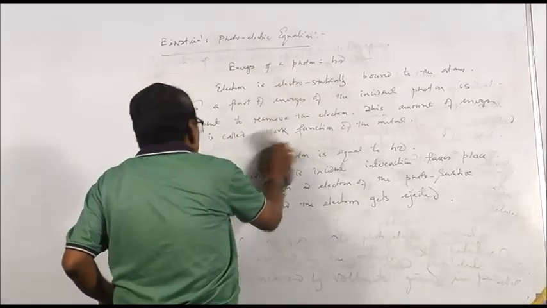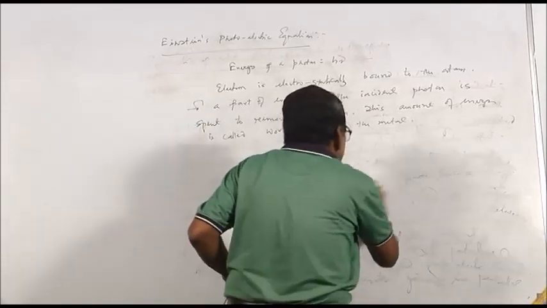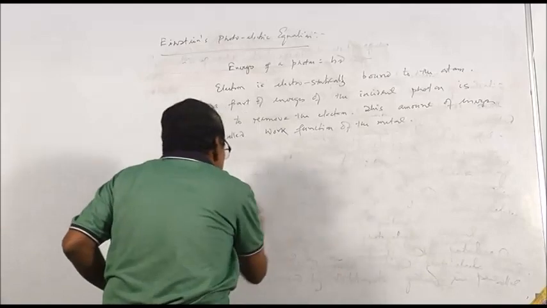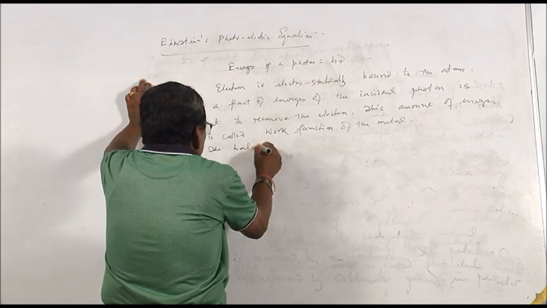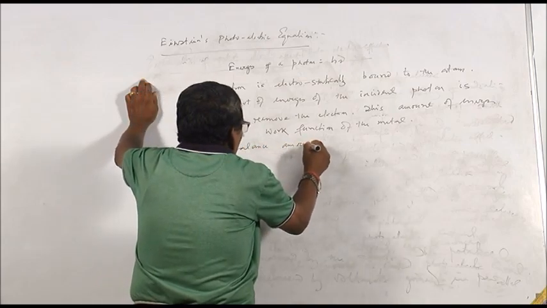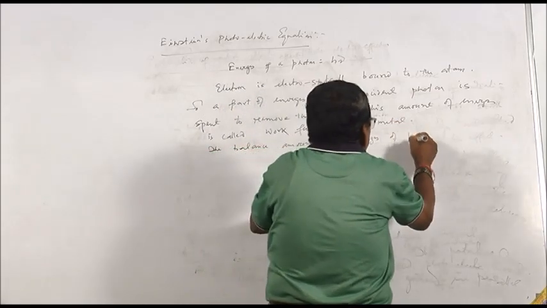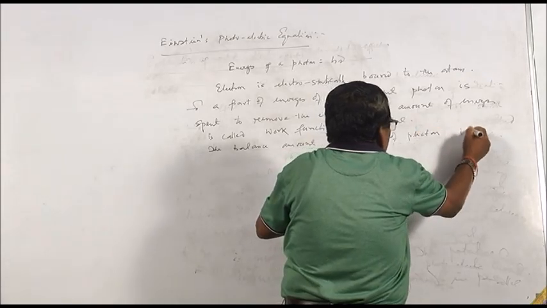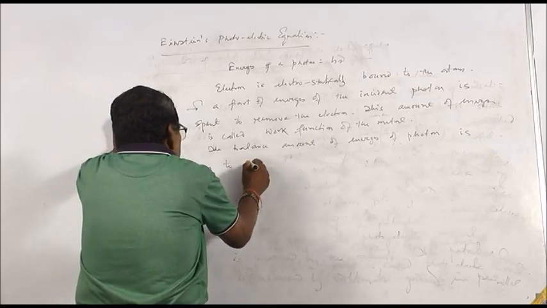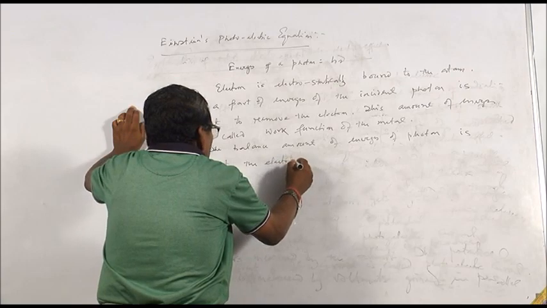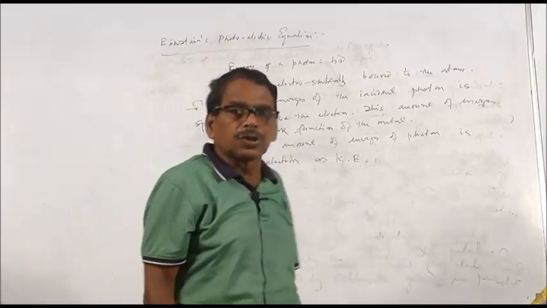The balance amount of energy available is communicated to the emitted electron as kinetic energy. The balance amount of energy of the photon is given to the electron as kinetic energy. So, basing on this, Einstein's photoelectric equation is found out.